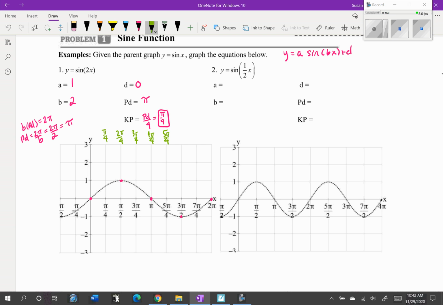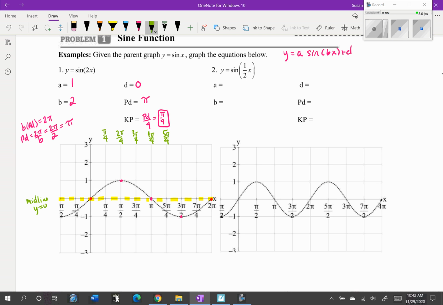So when we are graphing this, we're using our key points. So sine starts on the midline on the y-axis. So we know our midline is right here at y equals 0. So we didn't change that. The only thing we're changing is that b value. So this is our midline.